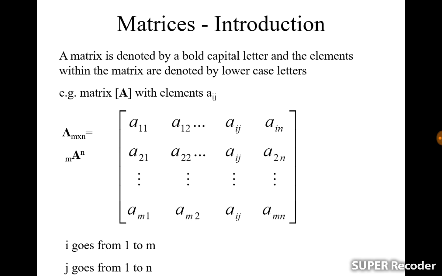A matrix is denoted by a bold capital letter and the elements within the matrix are denoted by lowercase letters. Matrix A with elements Aij, where i goes from 1 to m, and j goes from 1 to n.